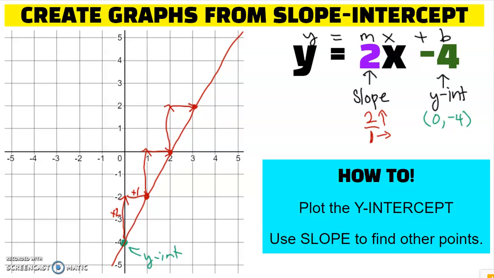If this had been a negative slope, like -1/3, that would tell me go down 1, to the right 3. Or the same way of saying that: -1/3 could be written as +1 over -3, which would tell you go up 1 and left 3. So there's some fluidity there, but that's how you do it. Plot your y-intercept and use your slope as your driving directions to the other points.